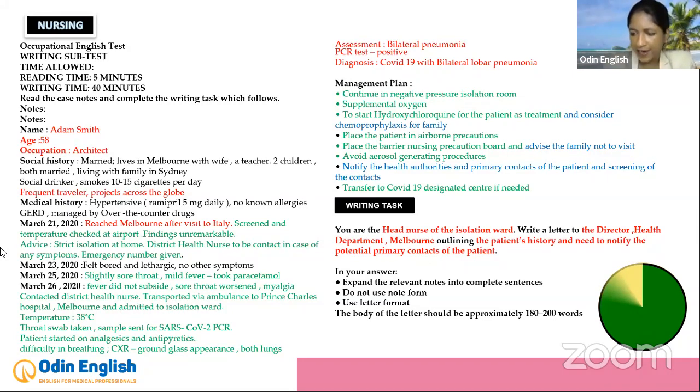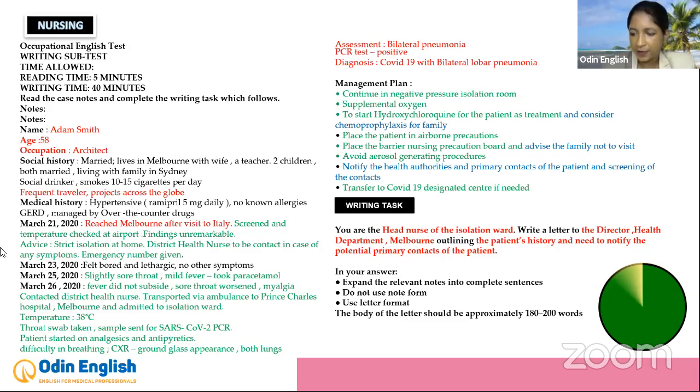Akil Matthew, I'm writing to request your good self to find out primary contacts of Mr. Smith, who has been diagnosed as COVID-19 with bilateral lobar pneumonia. Actually, you don't have to write good self. That would be slightly overboard. You are writing an occupational letter. So don't write such fancy words.